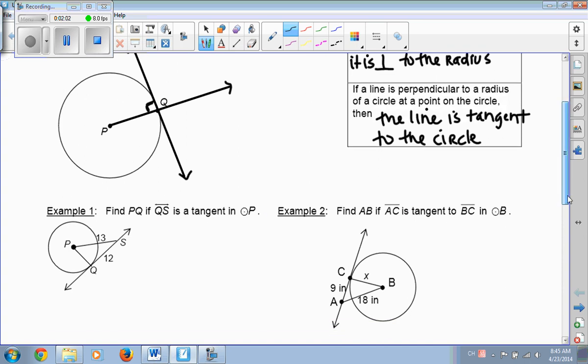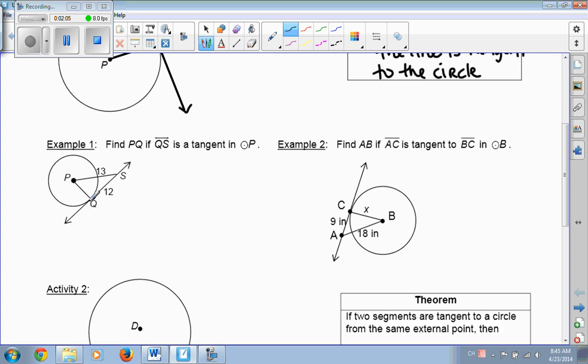So if we look at example 1, we have a tangent right here, and we have a radius PQ. So from what we just learned, we can say that that angle is a right angle. So if we know that this is a right angle, then we need to find PQ, which is this length here. We don't know what the radius is. But as you can see right here, we do have a right triangle. So we would use the Pythagorean theorem to figure out what the radius is.